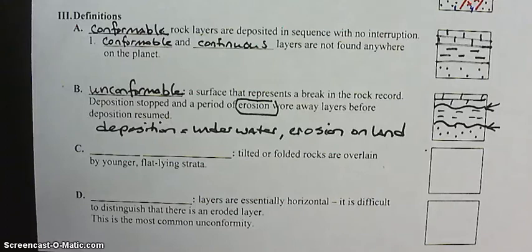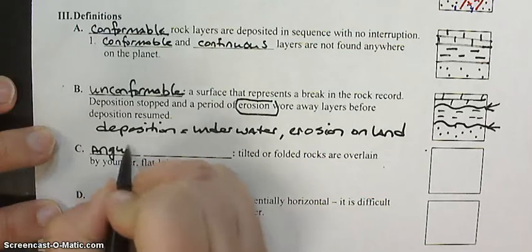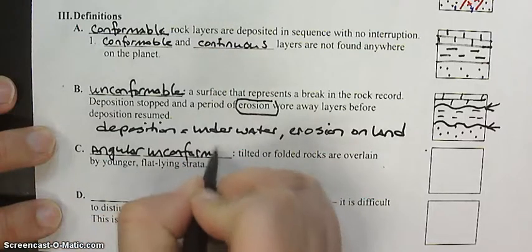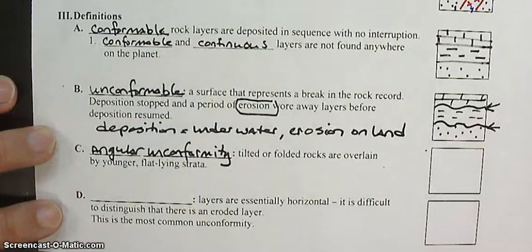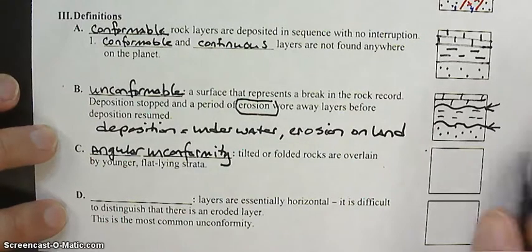Deposition happens underwater, erosion happens on land. So, if everything's perfect, it's conformable. If there's drama, unconformable. There are three types of unconformities. C, D, and E are the three types. The first, C, is an angular unconformity. An angular unconformity is when you've tilted or folded rocks that are overlain by younger, flat-lying strata.